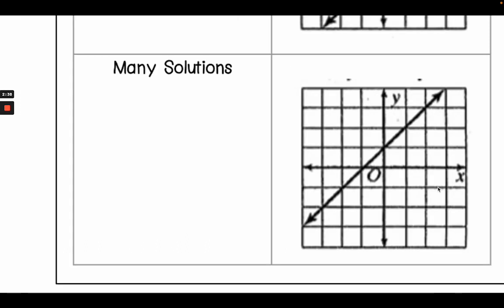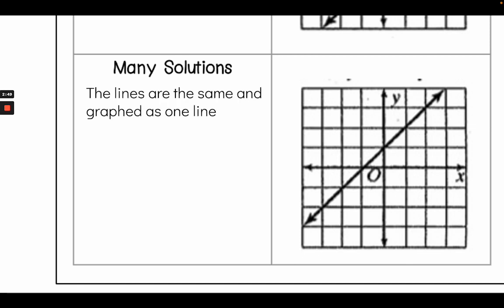And lastly is our graph where it looks like there's only one line, but there actually are two lines. The reason we can only see one line is because the lines are actually the same, lined right on top of each other. And so because of that, we only see one line, even though there really are two lines. When it's graphed, it's going to be graphed as one line, but because it's a system, there is more than one line.